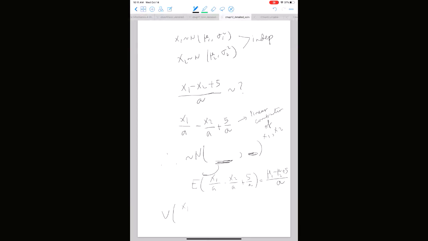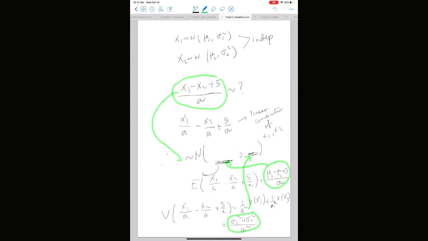Variance of x1 over a minus x2 over a plus 5 over a is equal to 1 over a square variance of x1 plus 1 over a square variance of x2, which is equal to sigma 1 square plus sigma 2 square over a square. So my final distribution is normal with the following mean and with this variance. That will be the distribution of this random variable.